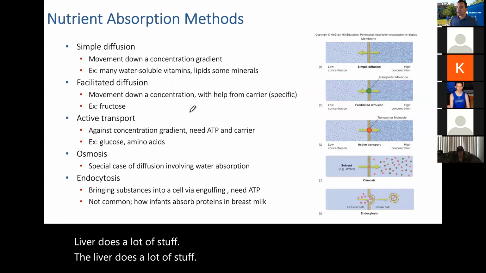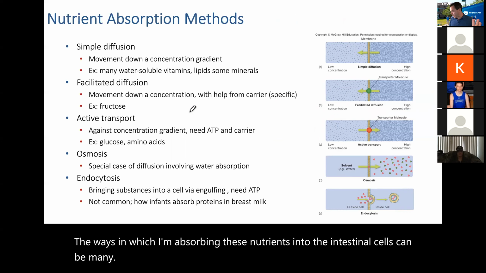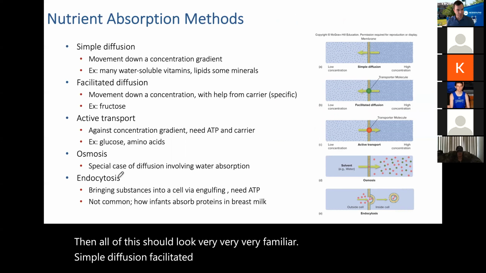The ways in which I'm absorbing these nutrients into the intestinal cells can be many. And if you've had 101, then all of this should look very familiar: simple diffusion, facilitated diffusion, active transport, osmosis, endocytosis.